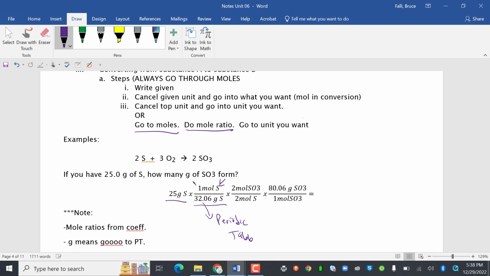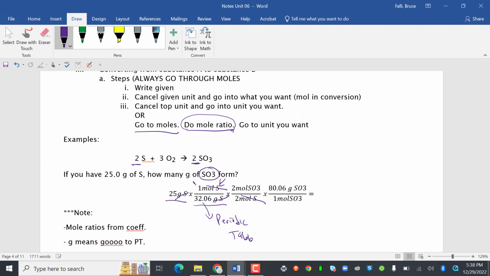So I'm multiplying by 1. I'm not really changing the amount, but I'm changing the unit here. So grams of sulfur, goodbye. Go to moles. Mole ratio, right? So I want SO3. So I want to get out of moles of S. So I put moles of S on the bottom, and we go into moles of SO3. I need an equivalency.